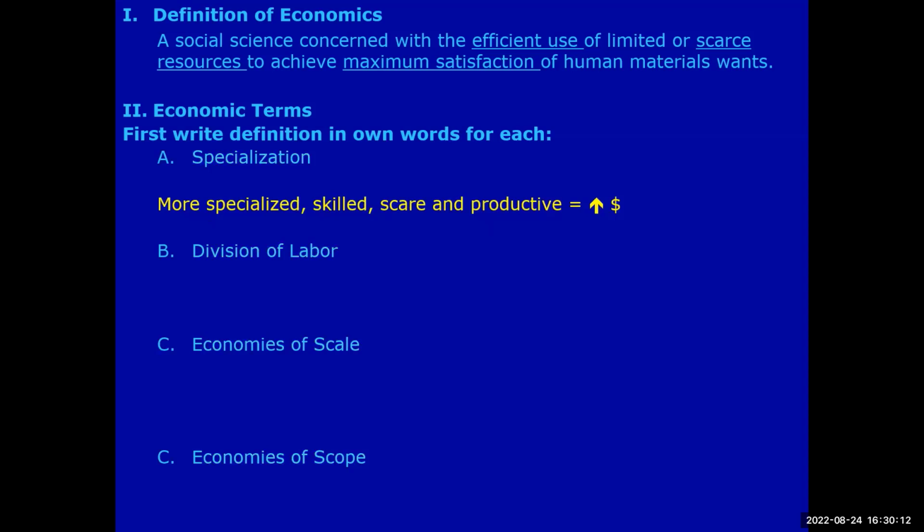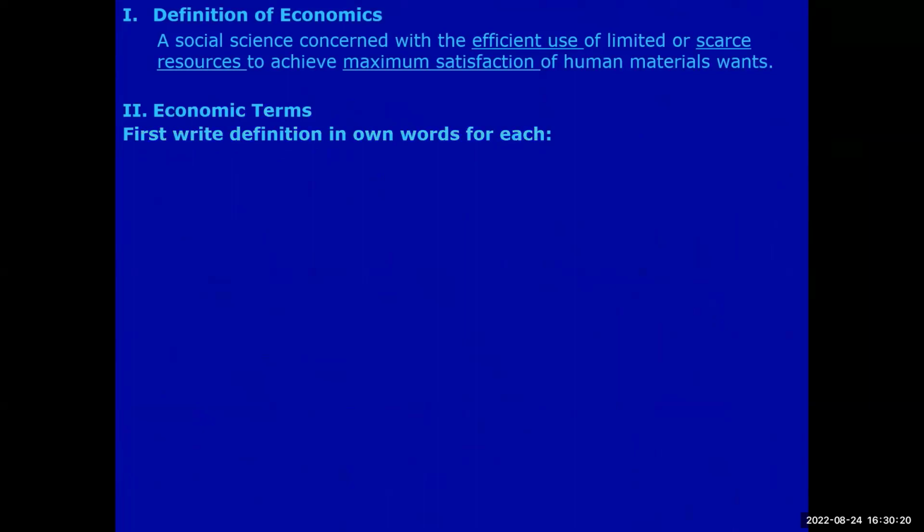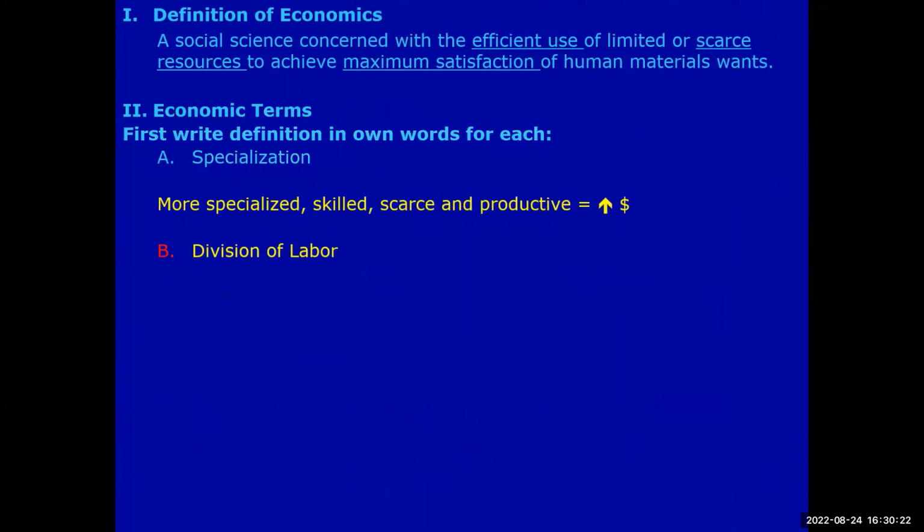So specialization, and in fact, let me change a spelling here. Specialization, as it is expressed in labor market, something we're going to talk more about in the future. If a worker is more specialized, if a worker has more skills, if their skills are more scarce, and if the worker is more productive, this is what leads to people being paid more money.